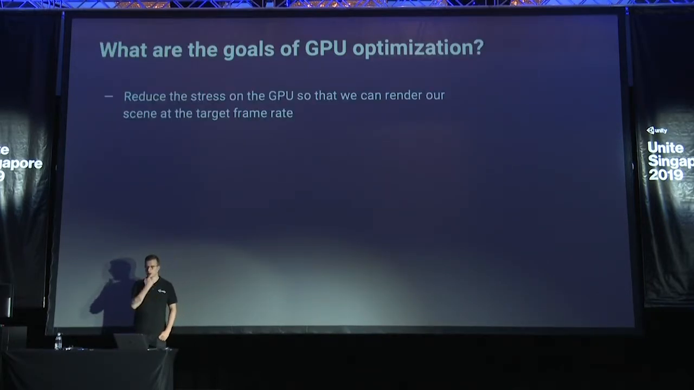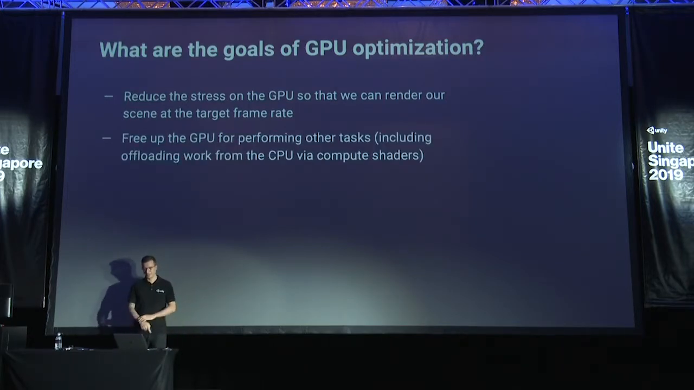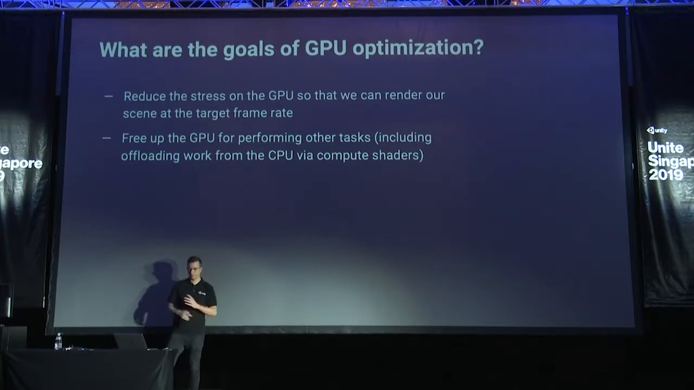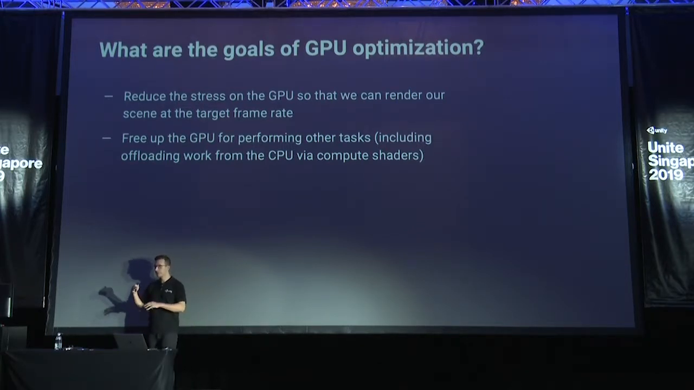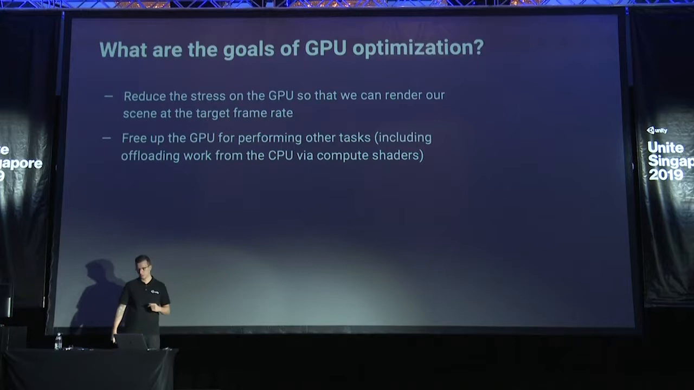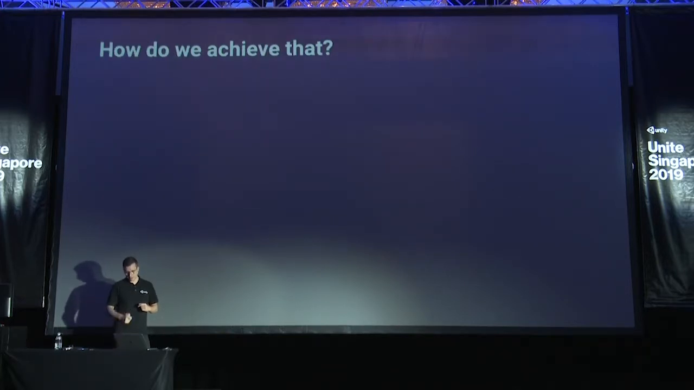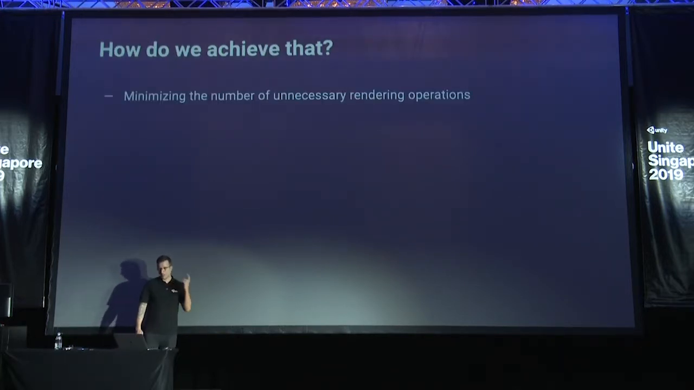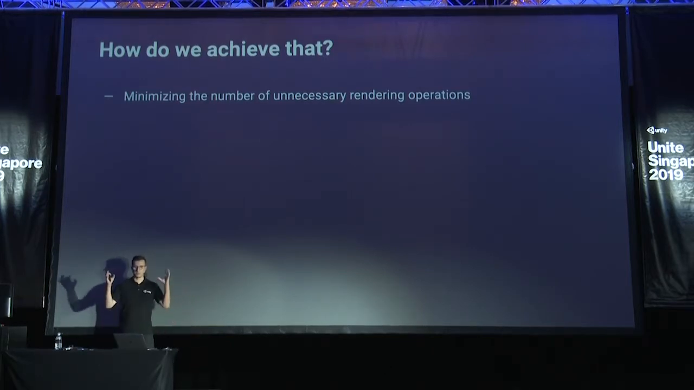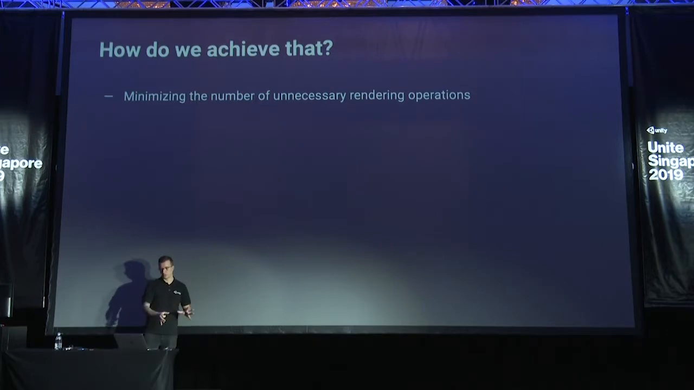So what are the goals of optimizing the GPU? We want to reduce the stress on the GPU as much as possible. Very easy, right? So we want to free up some GPU headroom to allow maybe to run some compute shaders if we have enough resources. And how do we achieve that? We want to minimize the number of objects that are rendered in a scene. So we only want to render stuff that is in our viewing frustum, that our camera can see.